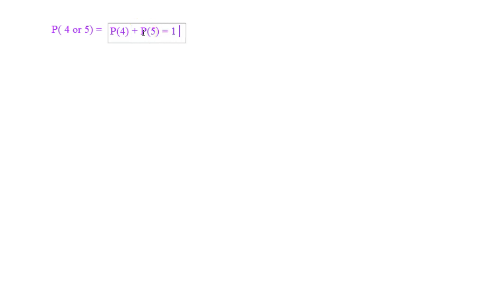Okay, and the probability of rolling a 4 with one die is 1 out of 6. And the probability of rolling a 5 with another die is going to be 1 out of 6 as well, which equals 2/6, which equals 1/3. So the probability of that is going to be 1/3.